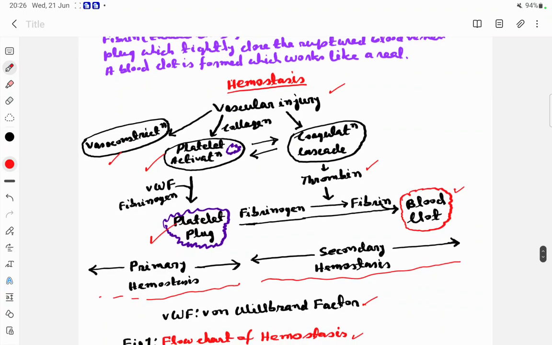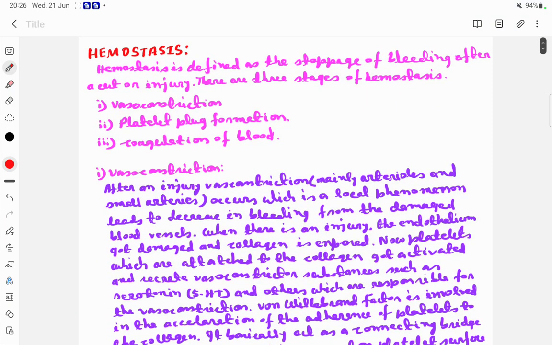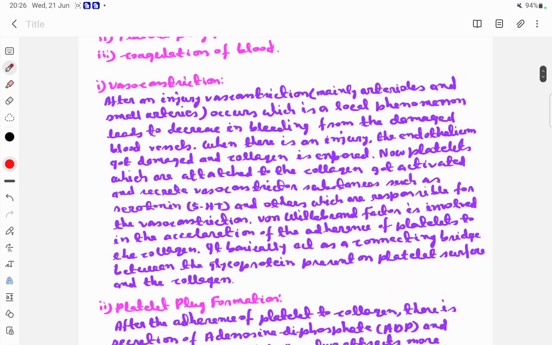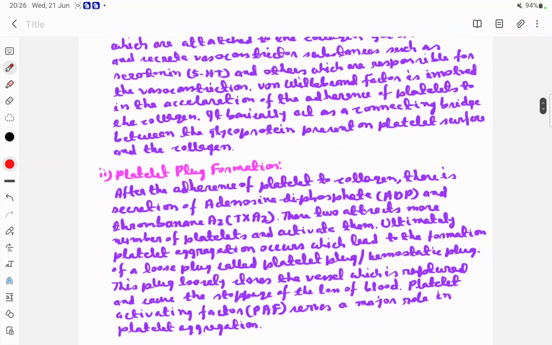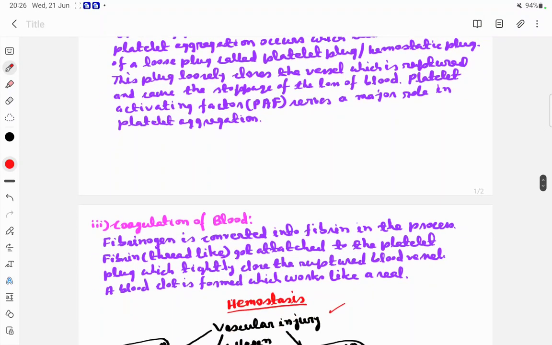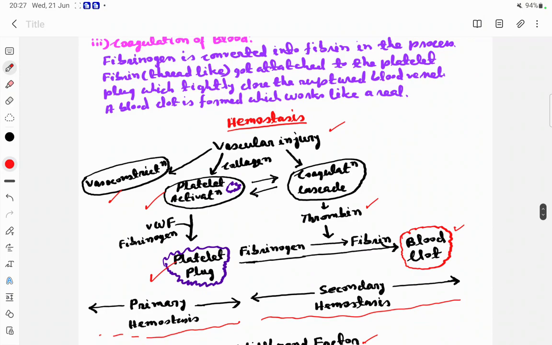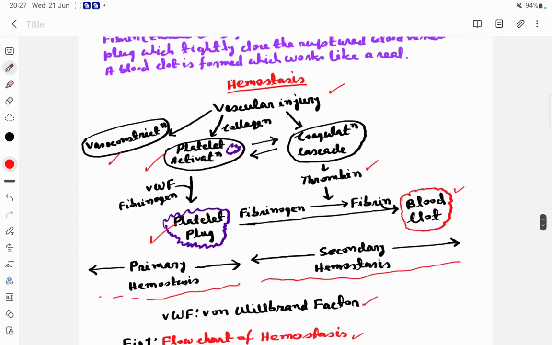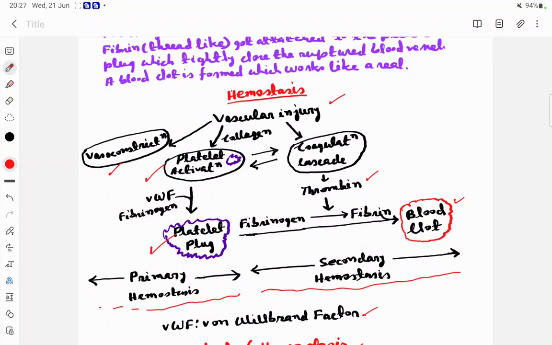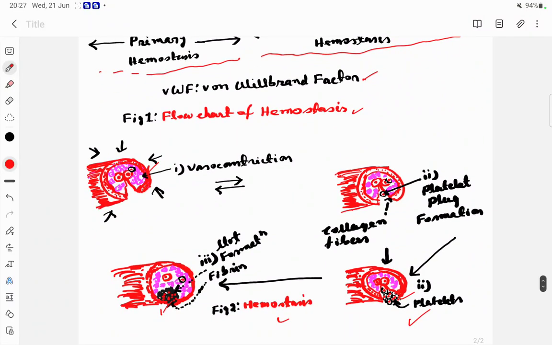So this is all about hemostasis: the definition, the three stages, vasoconstriction, platelet plaque formation, blood coagulation, the coagulation of blood, the flowchart, and this is the pictorial depiction.